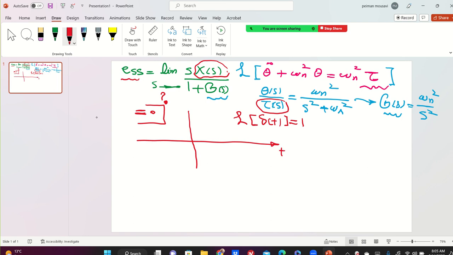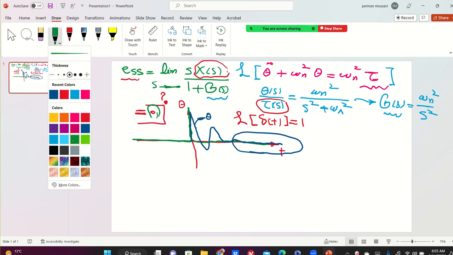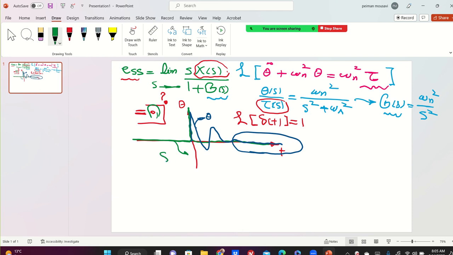I plotted for you angle versus time. This is the input to the system, an impulse at time 0. And as I plotted in the previous class, you're going to have this. The steady state error signal goes to 0, and the output angle follows the input, which is the impulse. So the steady state error signal is 0. Is this right?